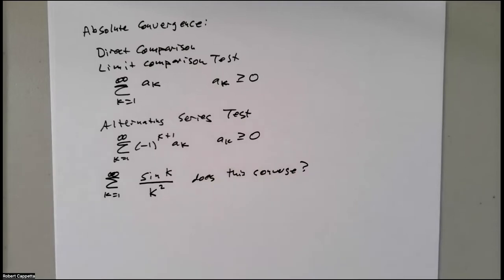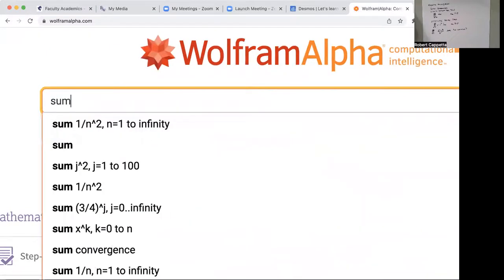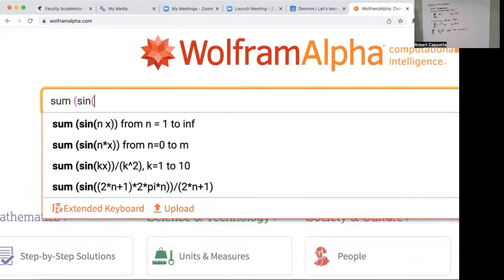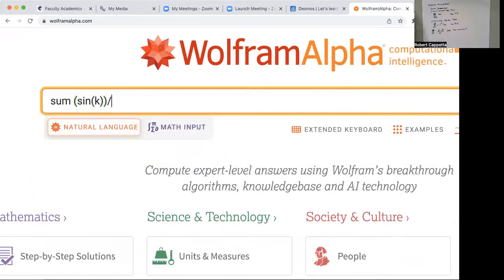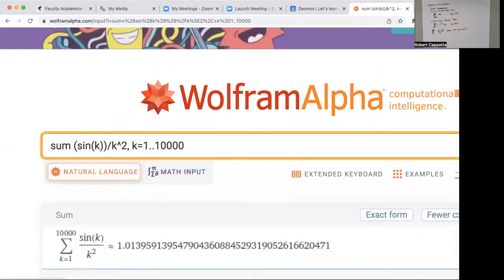So we can jump to Wolfram Alpha to get a feel if we think it converges or not. So let's take a look. We're saying the sum of sine k over k squared as k goes from 1, let's try 1,000 first. And let's see if we see a number here. So this is the partial sum up to 1,000. Up to 10,000, what do we get? 1.0139. Add another 0, does that make a difference?